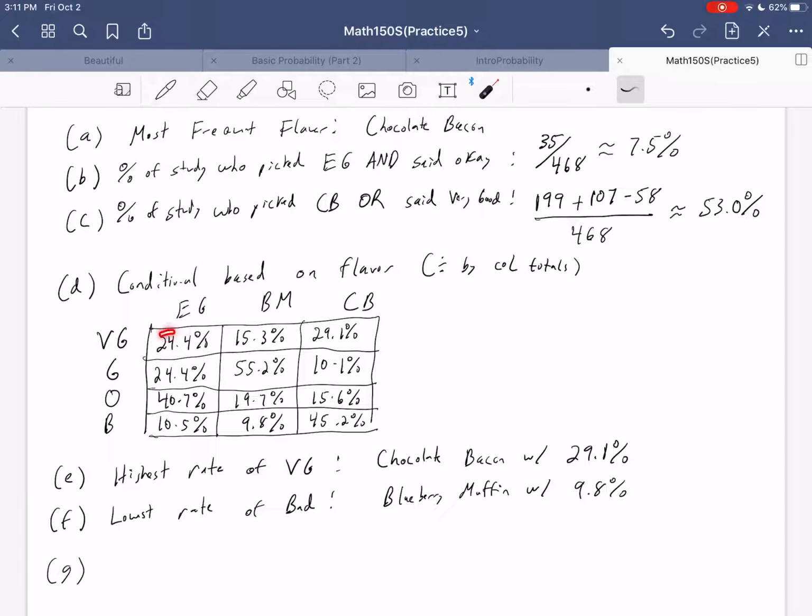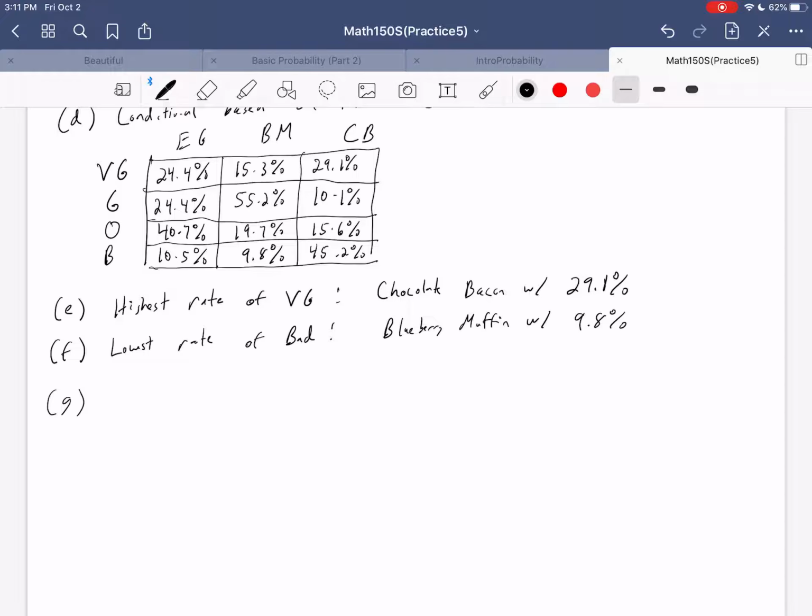If you add these together, that's 48.8%. If you add these together, it's 70.5%. And if you add these together, it's 39.2%. So Blueberry Muffin has the highest combined rate of the two positive reviews. So all of this would probably indicate that Blueberry Muffin is the best flavor to keep.